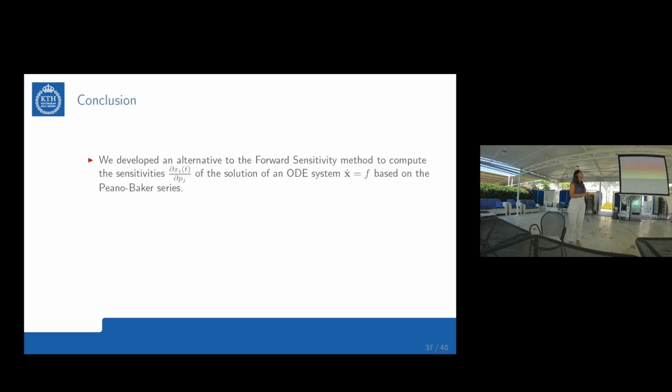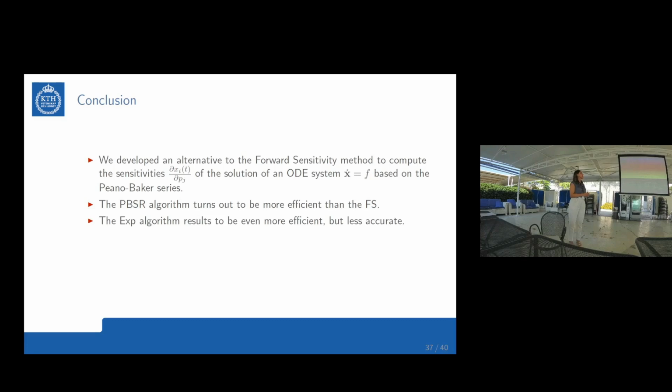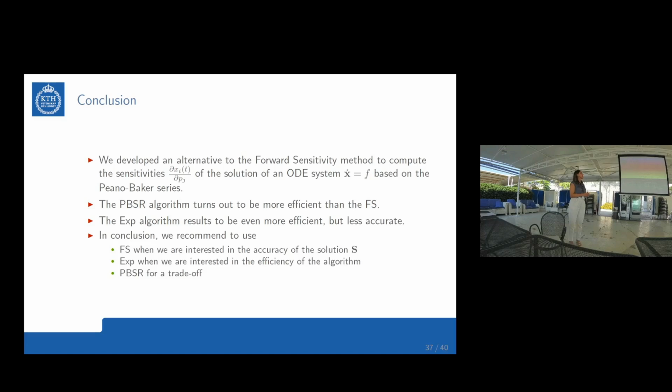So in conclusion, we developed an alternative method to the forward sensitivity that is based on this Peano-Baker series. And this Peano-Baker series refined algorithm is more efficient than the forward sensitivity, but the exponential algorithm is even more efficient but less accurate. So what we recommend is to use forward sensitivity if we want an accurate approximation, exponential algorithm when we want an efficient algorithm, and the Pbsr if we want a trade-off.